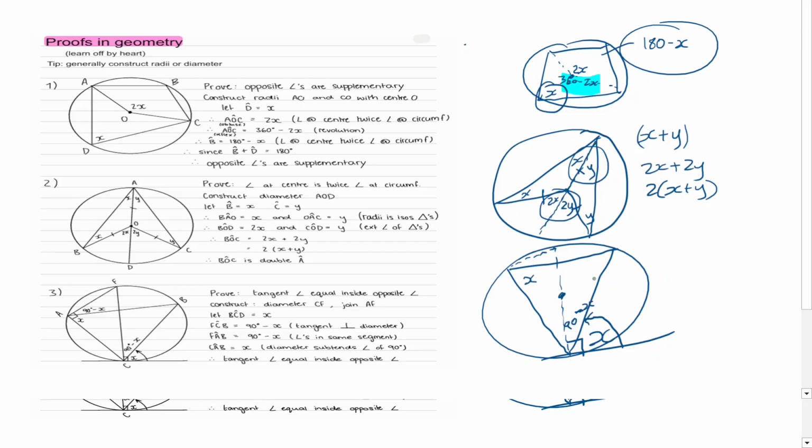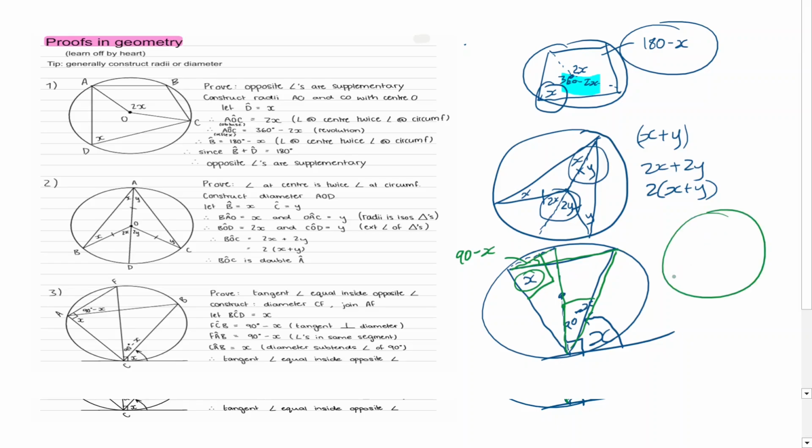Then you do angles in same segment, which is maybe a little bit more difficult to see, so I'm purposely going out of the lines just to show you that there's your angle in same segment. This little angle here would be 90 minus x. You know that because this is a diameter, this whole angle should be 90, angles in semicircle. If this is 90 minus x, but the whole angle there is 90, then this angle there must be x. And that's how you prove the tan chord theorem. Those are your three most common proofs.